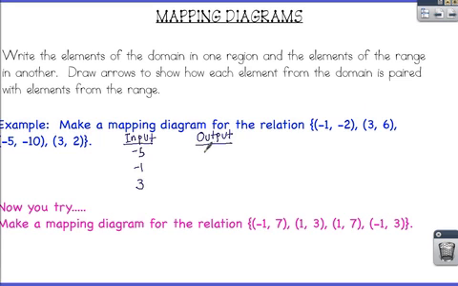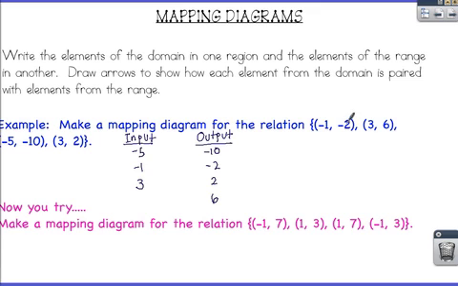From least to greatest, that would be -10, -2, 2, and 6. Now we draw arrows to show how each element from the domain is paired with elements from the range.